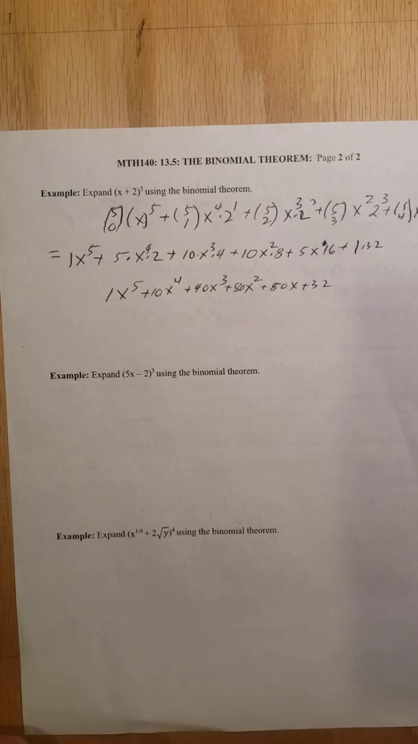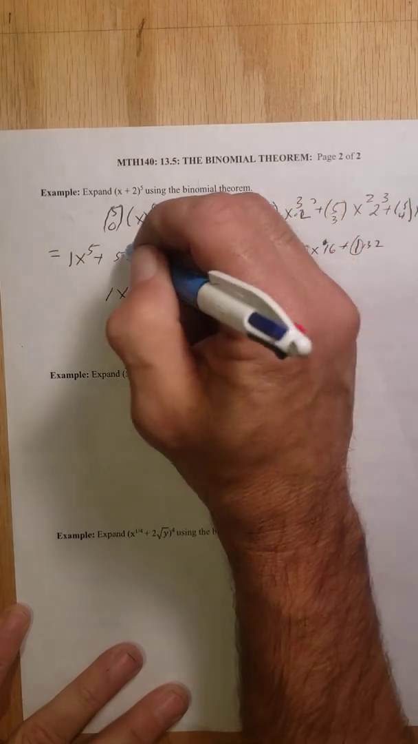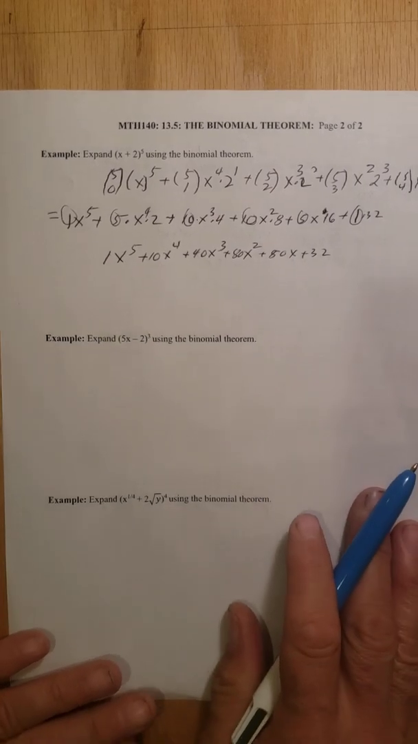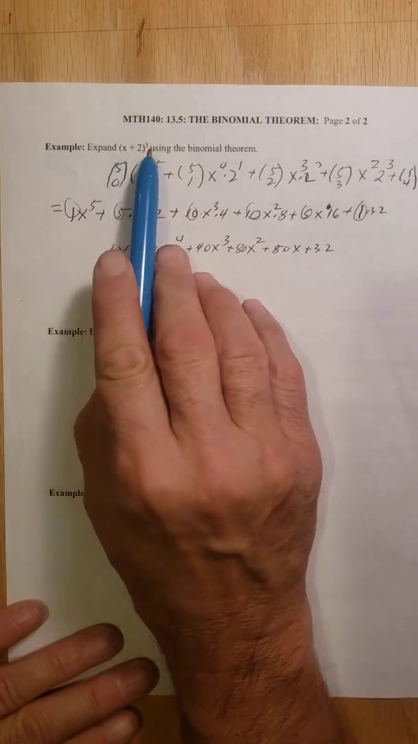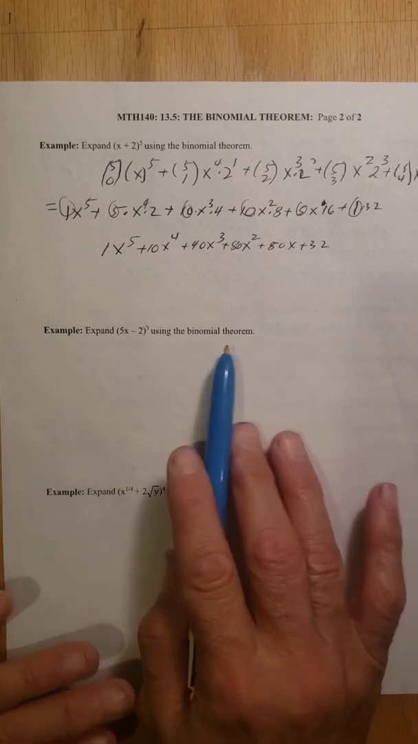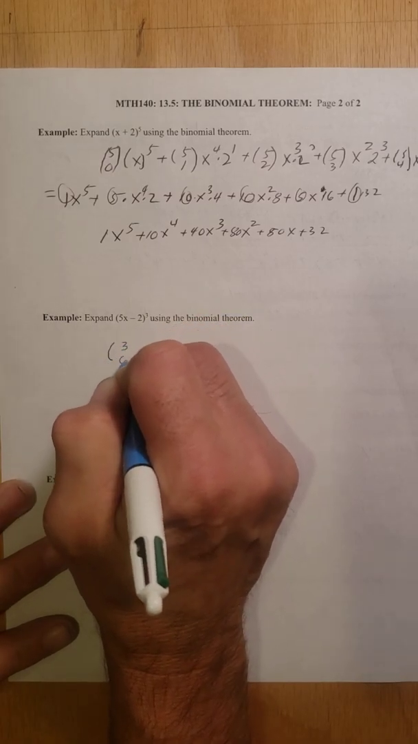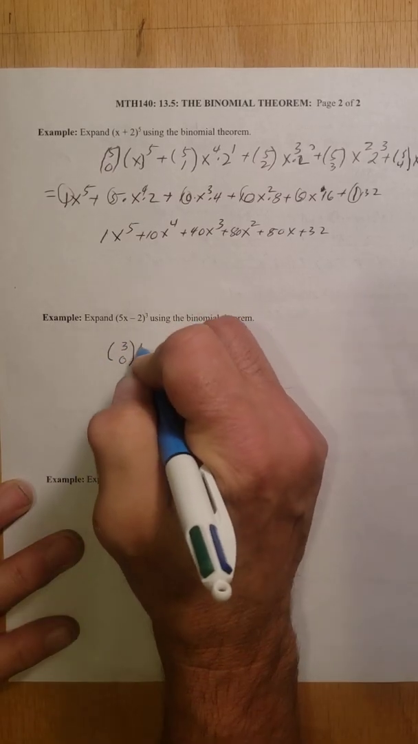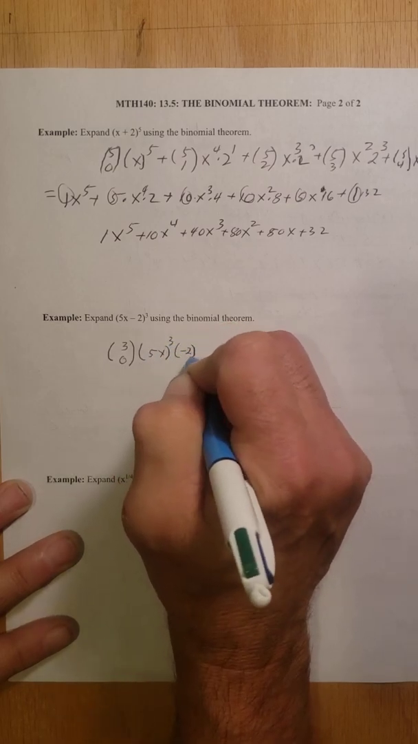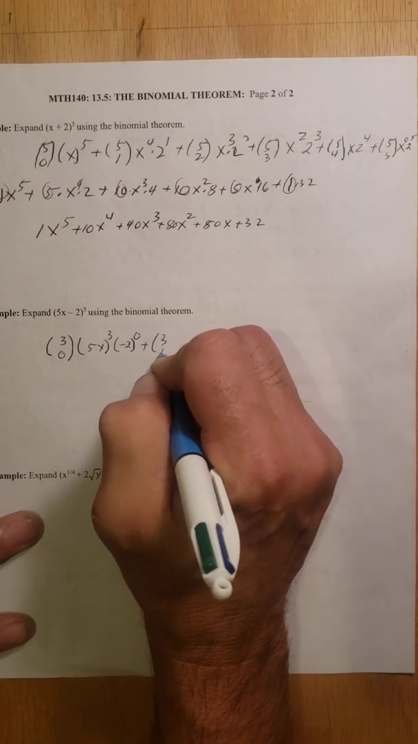Okay? All right, so you can see here's my symmetry with these things. 1, 5, 10, 10, 5, 1. Okay? And then I just have to know how I'm going to raise this. Okay, how about 5x minus 2 to the third power? Using the binomial theorem, it becomes n is 3, so it's 3 choose 0, 5x to the third, I'm going to say negative 2 to the 0. I'm going to write all of these things out. Plus 3 choose 1.